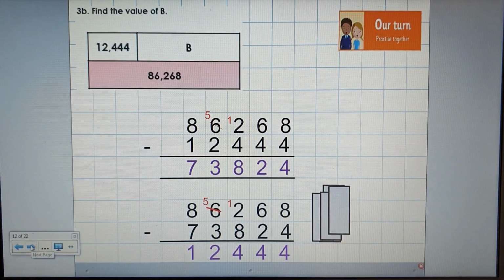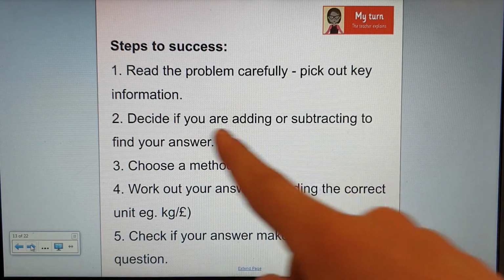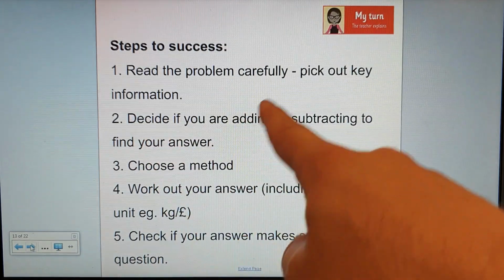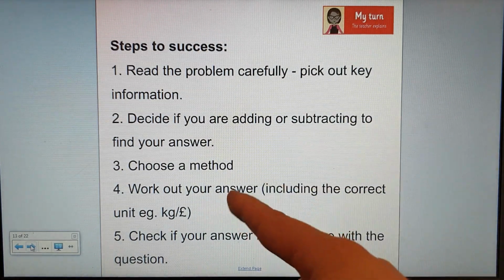Okay, well done. So we're going to move on to looking at our steps for success when we go off and solve our problems independently. So just some key things to remember. Read the problem carefully. Pick out any key information, words like altogether, sum, difference. Give yourself an idea of what you're going to be doing, and then decide if you are adding or subtracting to find your answer. Sometimes you might have to do more than one add. You might have to do an add, then a take away. But as long as you decide, that's fine.